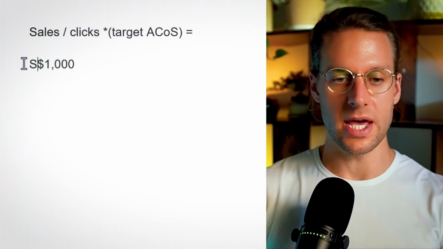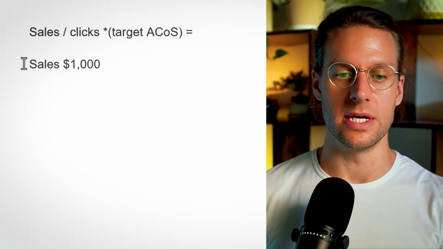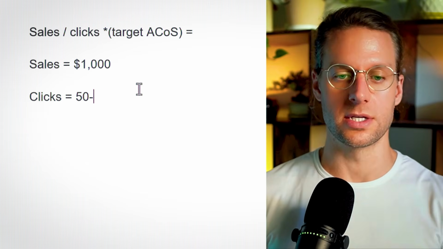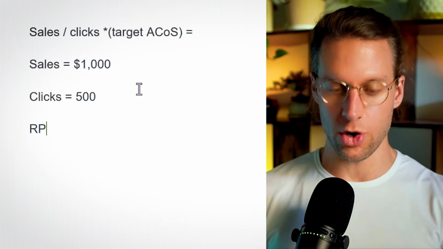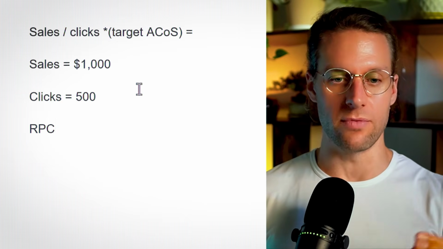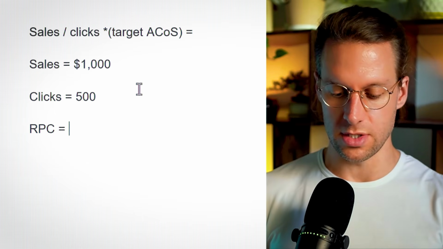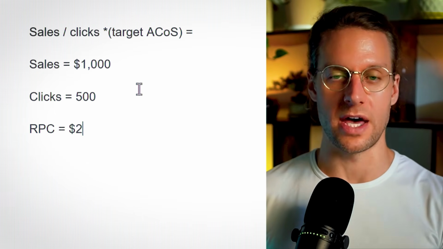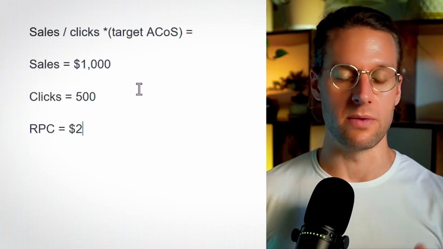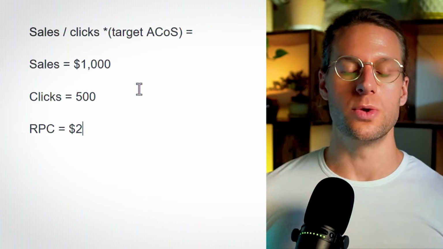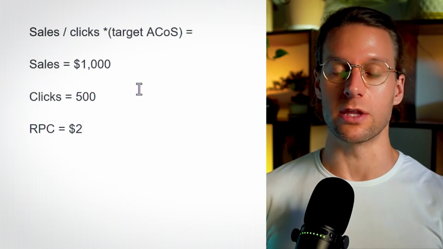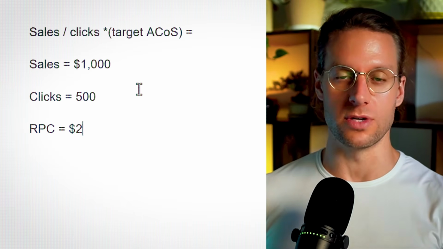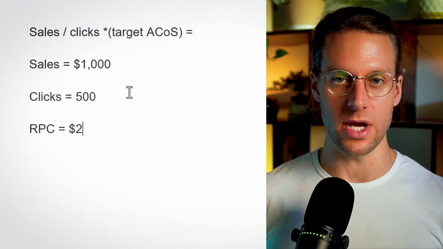So let's say this particular targeting did $1,000 in sales and I had 500 clicks. That means that my revenue per click, each click on average, I'm going to make $2 in revenue because 500 clicks brought me $1,000 in sales. So on average, my revenue per click is $2. So now I know for this particular target or this particular match type or whatever, every time someone clicks, I'm going to make $2 in revenue on average. Hope that makes sense to you guys.